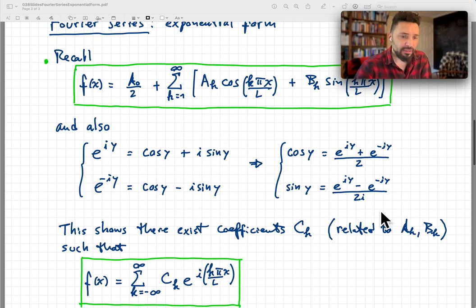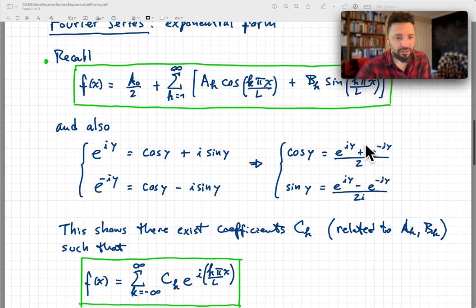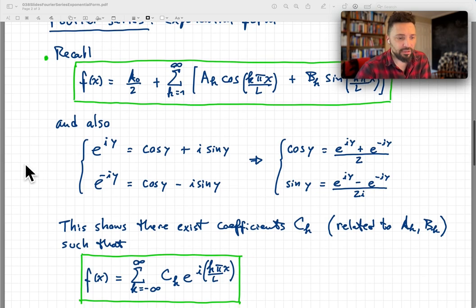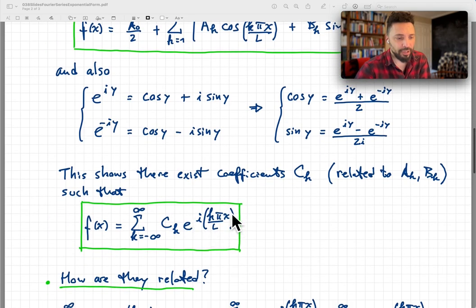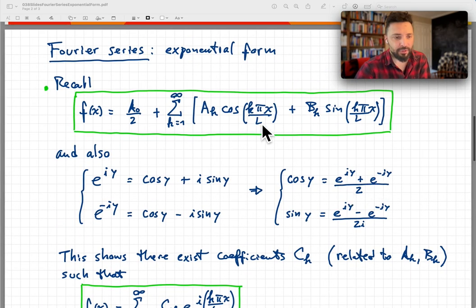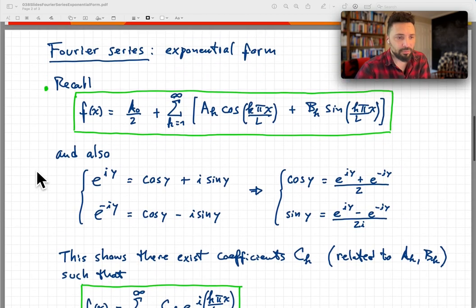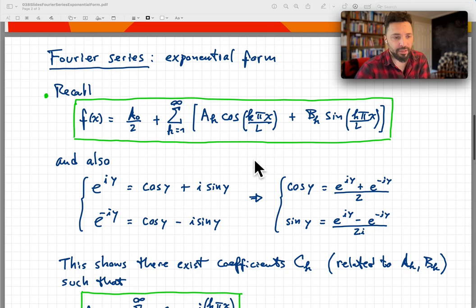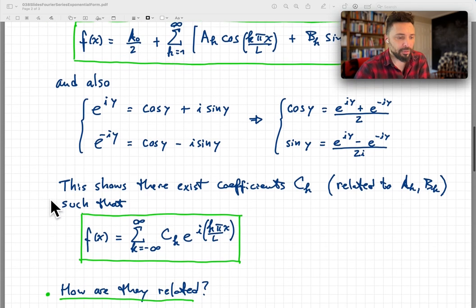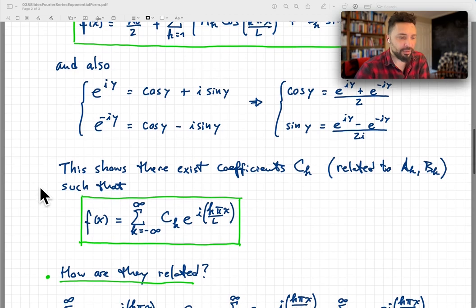Now, from these identities, you can imagine inserting these into the cosine and the sine, and this tells you that there must exist some coefficients ck, which are related to ak and bk, such that everything can be written in terms of a complex exponential in this way. In other words, if I put this in here and this in here, then I will get a sum of complex exponentials with positive or negative argument relative to what we see here. So positive k pi x over L or negative k pi x over L. And so everything can be summarized in this form.